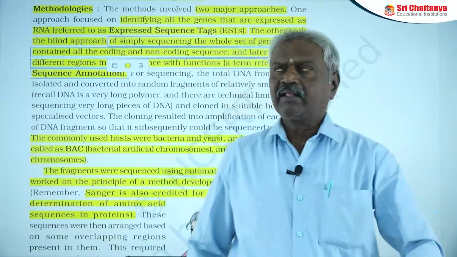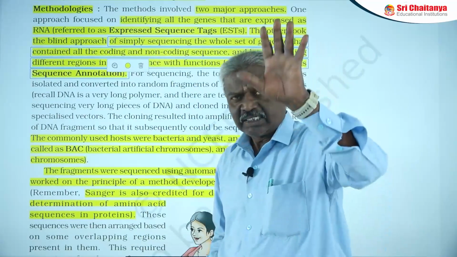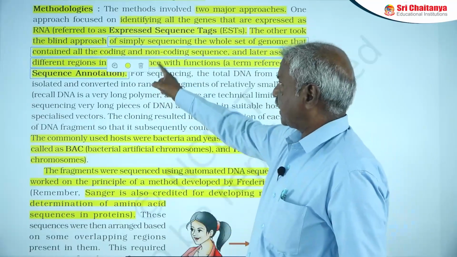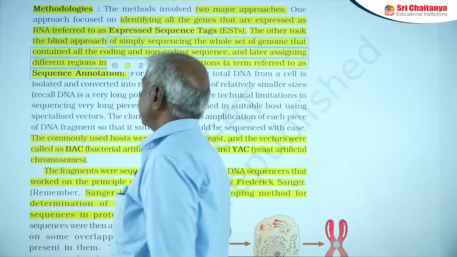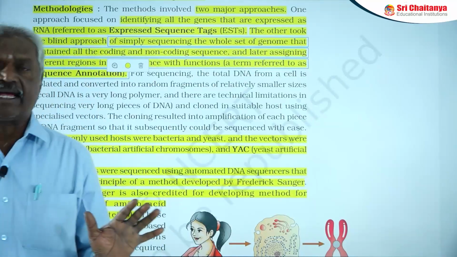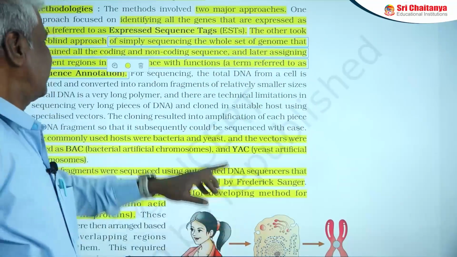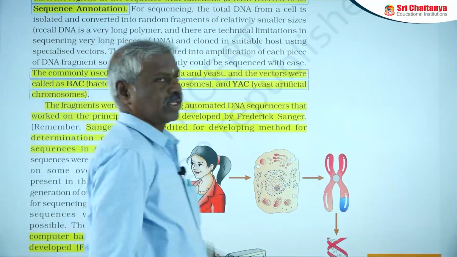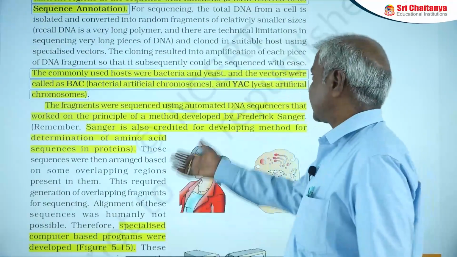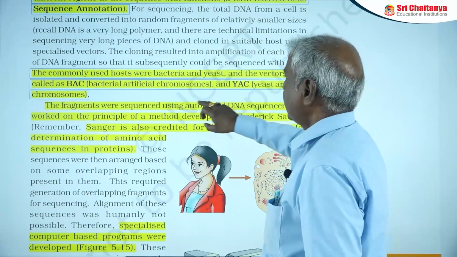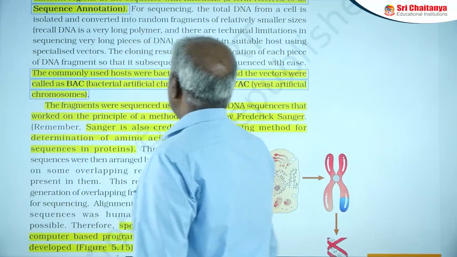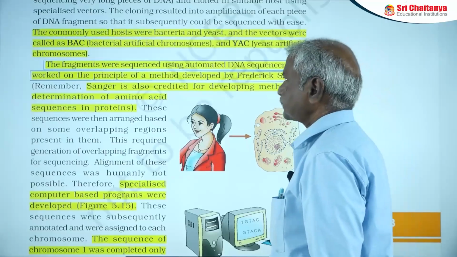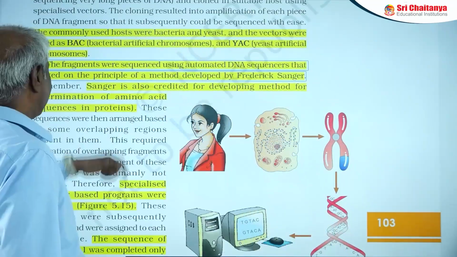So some adopted expressed sequence tags, where only genes that are expressed as RNA were identified. But the second method is a blind approach, and it gives entire genome information, both genes and non-genes. Very, very important. Then after that, the commonly used hosts. What are the hosts used here? Bacteria and yeast are used. In addition to that, bacterial artificial chromosomes and yeast artificial chromosomes are used as vectors.